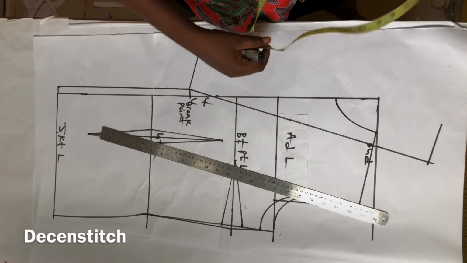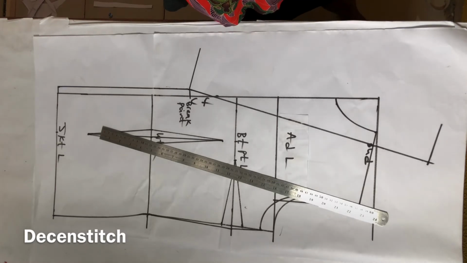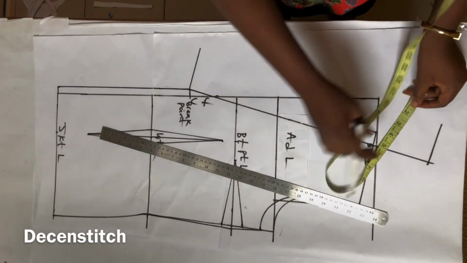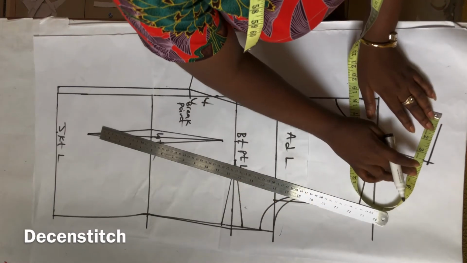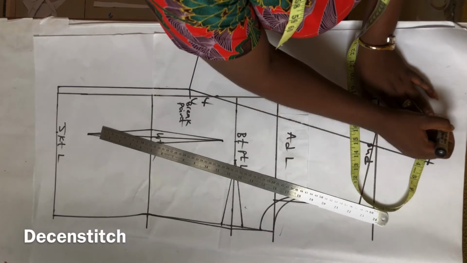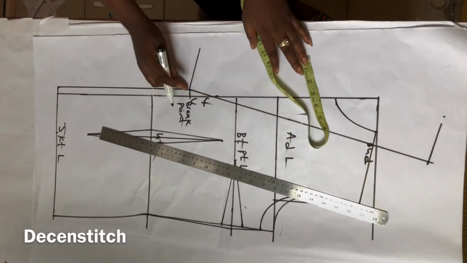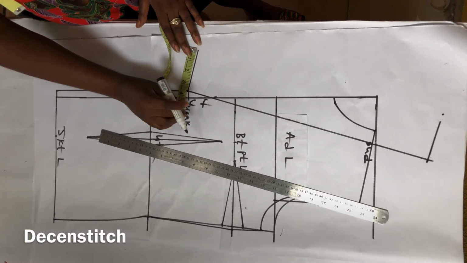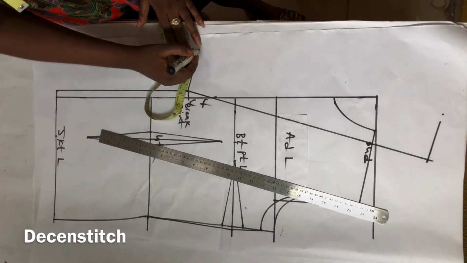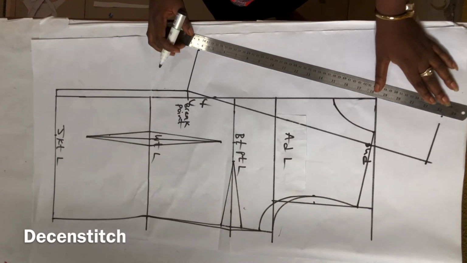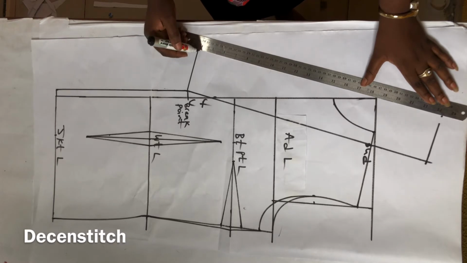Here I'm going to measure 3.5 or 4 inches. I want mine small. I'll be using 3.5 here. I'll measure 3.5 down on this line too. I use my ruler to connect the 2 dots.